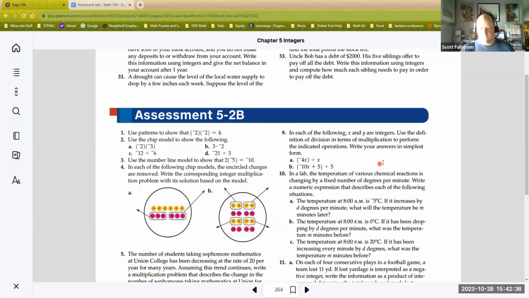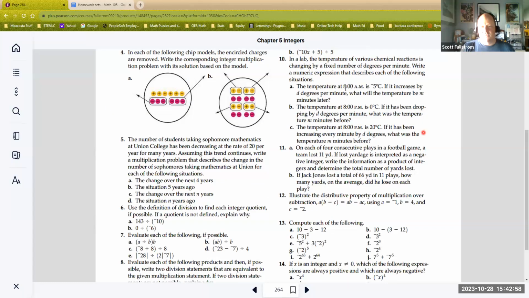In the following, x, y, and z are integers. Use the definition of division to perform the operations and then write your answers in simplest form. I don't think there's too much of an issue there. Again, if you're dividing something by 5, you could think of maybe factoring that out so that you end up with a 5 divided by 5. But I'll leave that up to you.